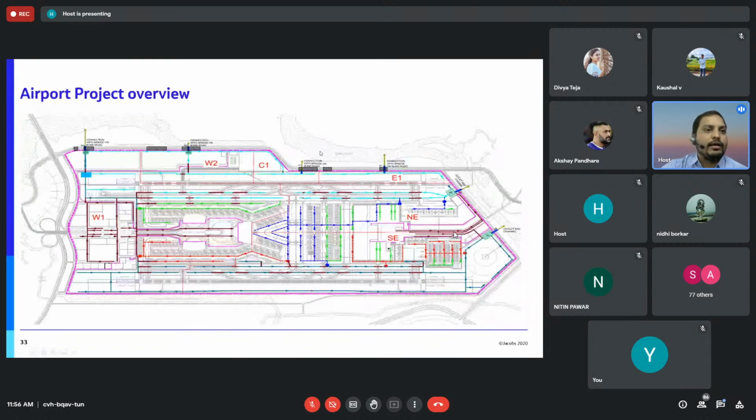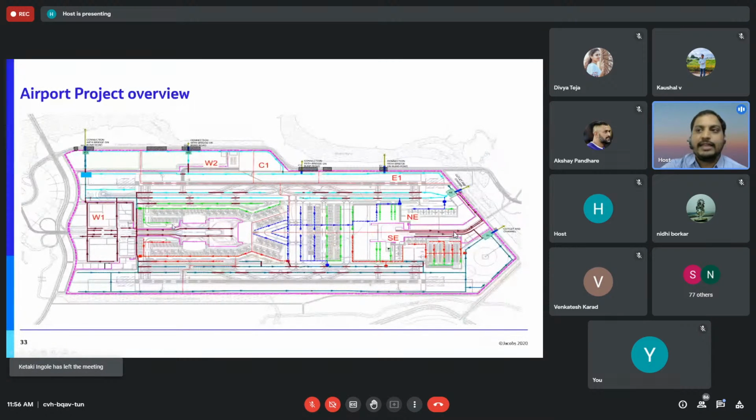With that, I would like to take an overview of one of the airport projects we are doing. When we are considering airports, there are some different requirements, like the runway drainage we need to give. Runway drainage is like open channel drains at specified intervals.